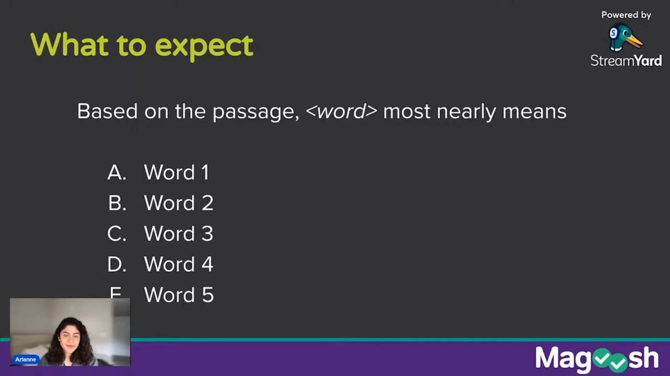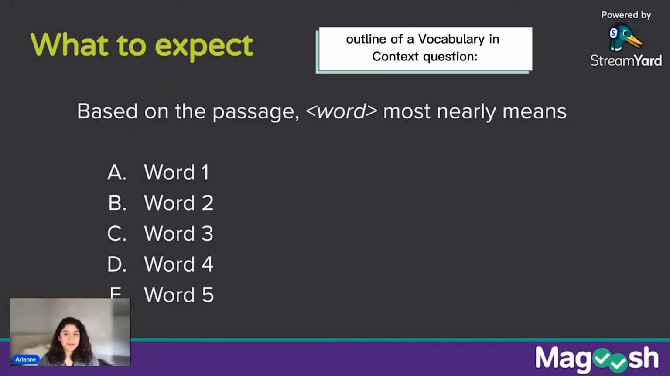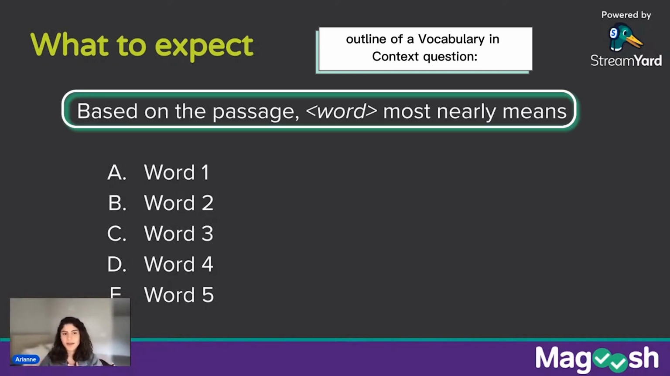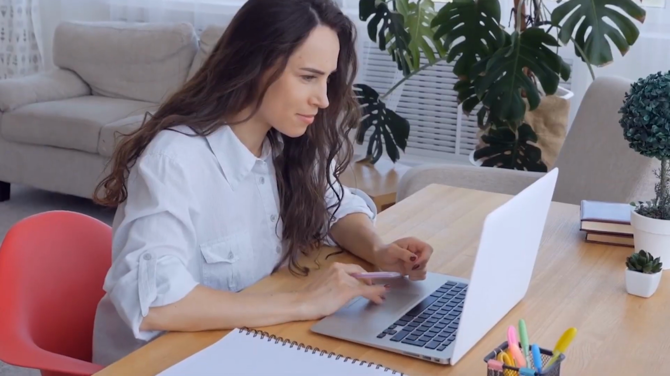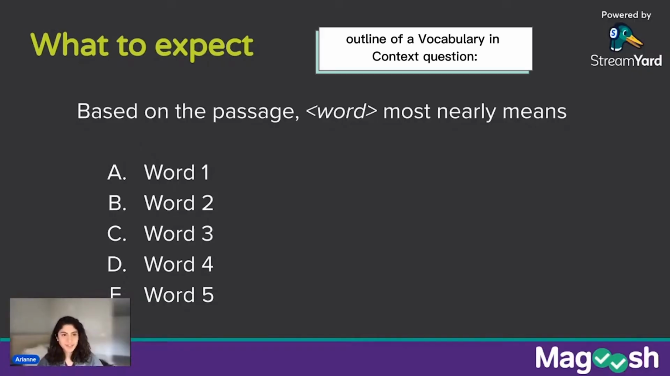Okay, so this is what the vocabulary and context question is going to look like. The question stem is going to go somewhere along the lines of: based on the passage, in the context in which it can be found, blank word most nearly means or closely resembles the definition of all these other words. And they're going to give you 5 options.